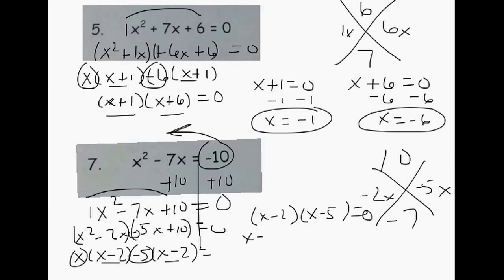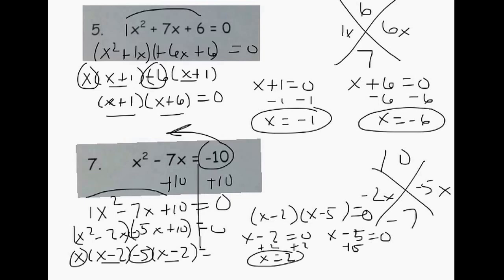And now we set each one equal to 0. X minus 2 equals 0. X minus 5 equals 0. Plus 2 plus 2. X equals 2. Plus 5 plus 5. X equals 5. So 2 and 5 are answers for that one.